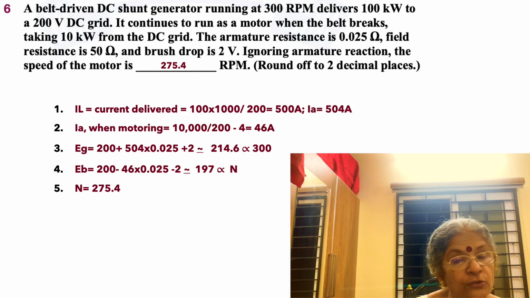In this case, we see that the voltage has dropped dramatically. That is, the back EMF has become as small as 197, and that is proportional to the new speed. So now it's very simple. We have 214 proportional to 300. So what is 197 proportional to? Simply cross multiply and you get NS equal to 275.5. So in this case, I repeat, the numerical values are important, though you can do some kind of averaging or approximation.